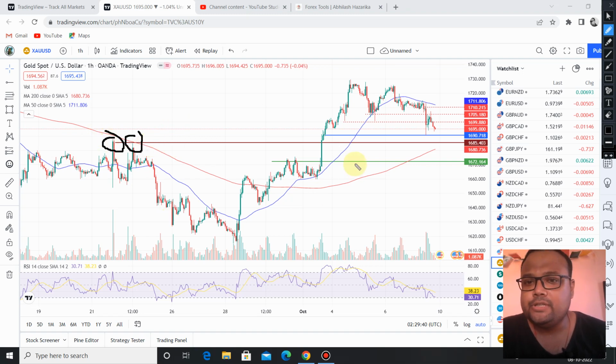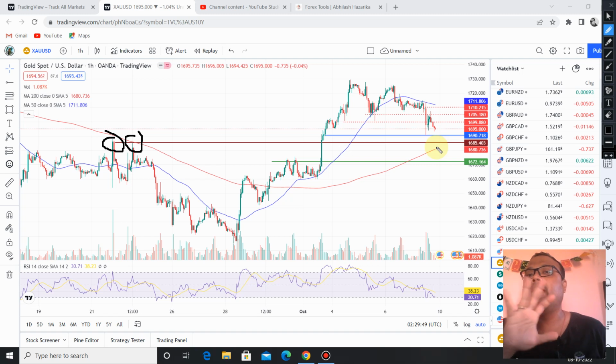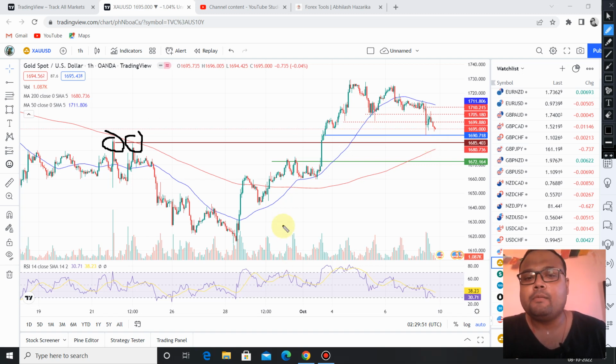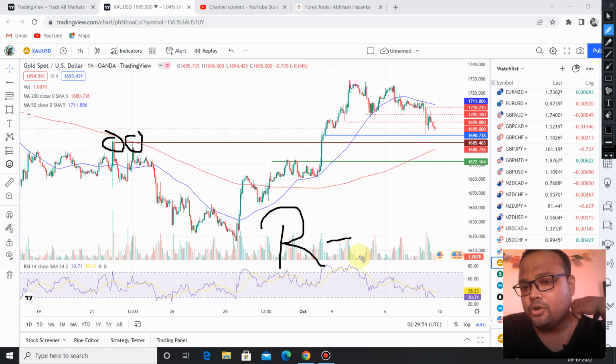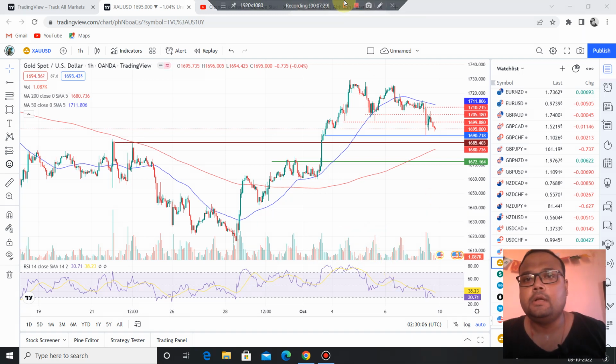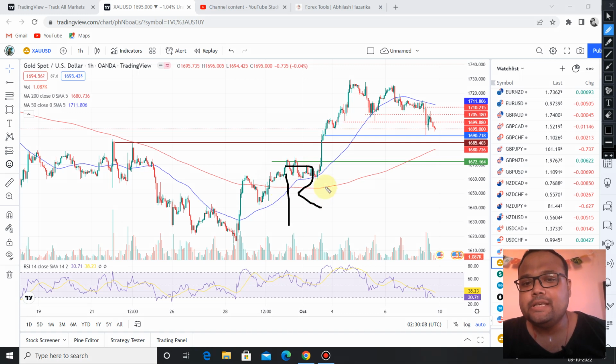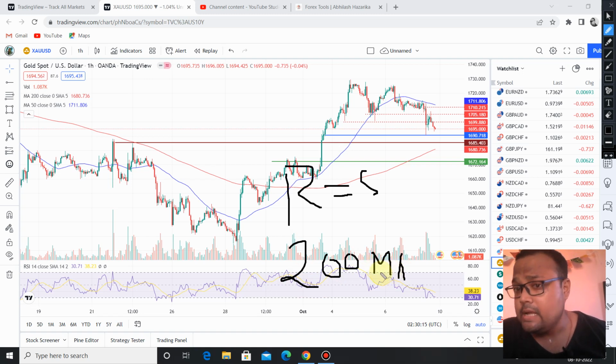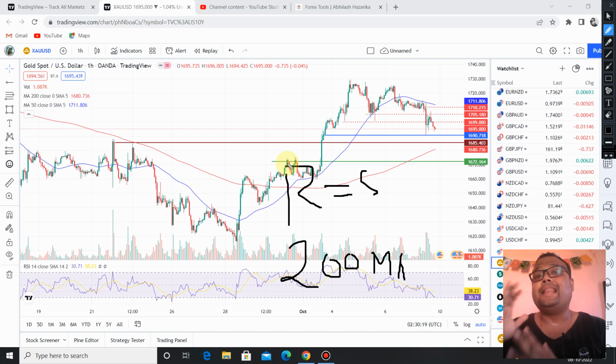Strong price rejection previously, and hopefully the 200 moving average will also be there when the market hits the 1685 level. So we have previous resistance which will now act as support, as well as the 200 moving average coming up to provide support to the market. As a result, 1685 can be an important level for the market.